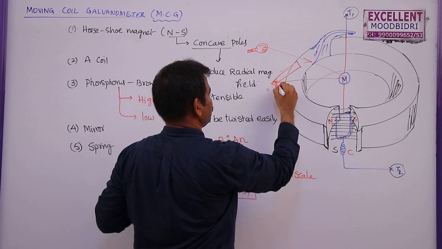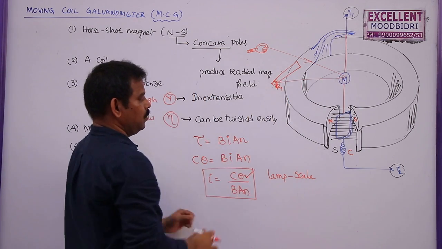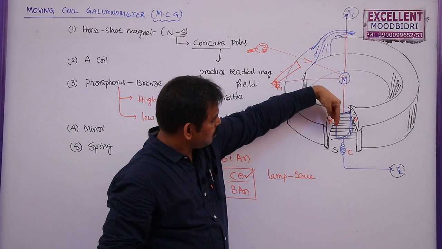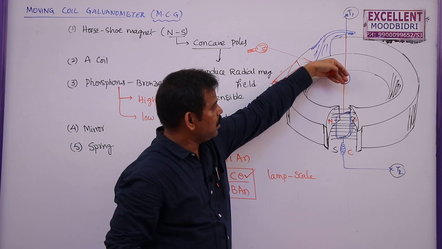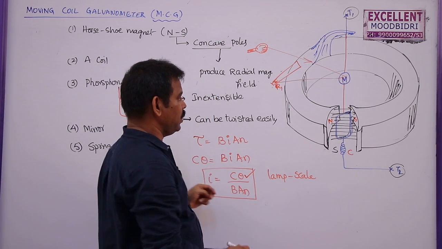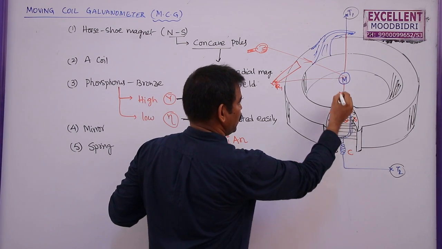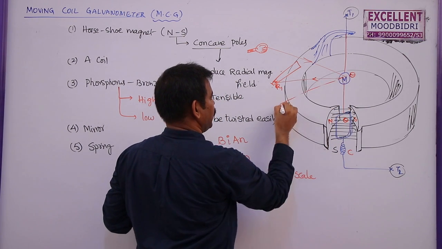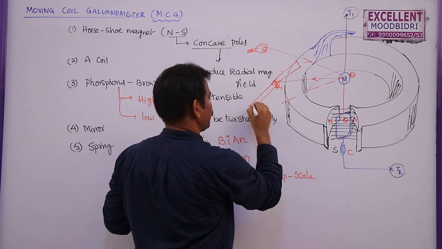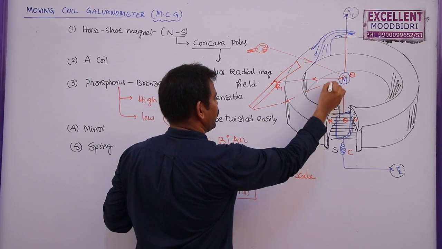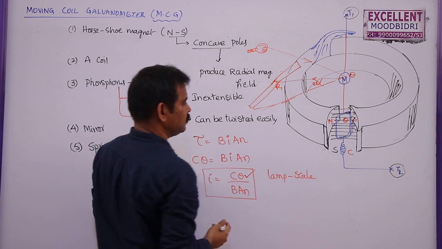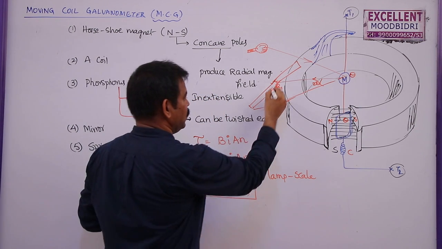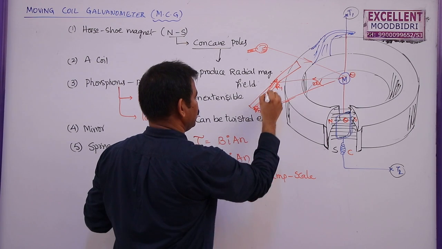So let us say this is the first reading R1. When the current is allowed to pass through this one, the coil will rotate. As a result, the mirror also rotates by a small angle theta. If it is rotated by theta, this also rotates with theta. Then the reflected light ray is deflected by 2 theta. So when the mirror rotates by theta, the reflected light will rotate by 2 theta. So this is the new reading R2.